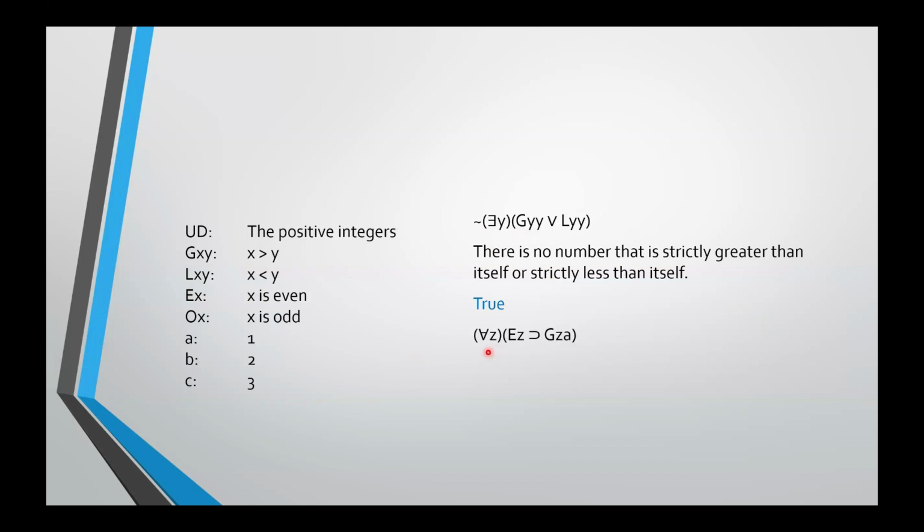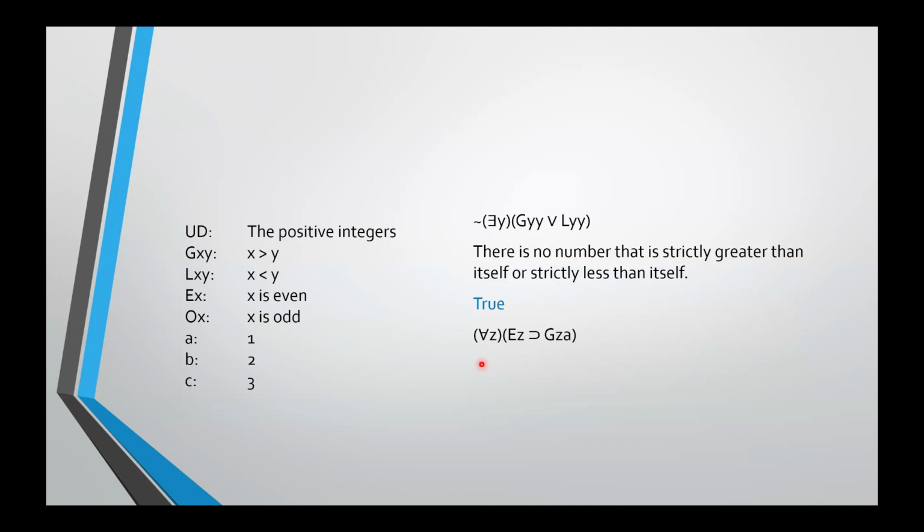For our next example, we'll look at this. For all Z, EZ implies GZA. So this is universally quantified. So this is going to be true if this formula is satisfied by every object in the universe of discourse. So for every positive integer, if it's even, then it is greater than 1, right? Just remember that this is strictly greater than, and A is 1.